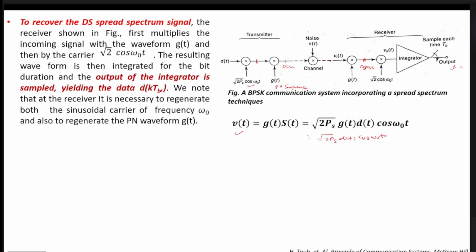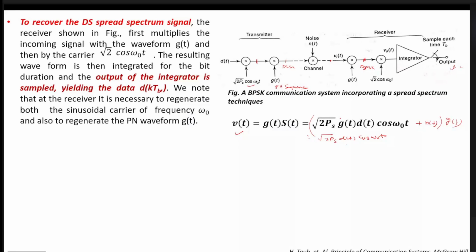Now, as I told you, we are going to consider the effect of the noise. As I have already told you, if this signal, which is the direct sequence spread spectrum signal, is received over here, then a noise component is added over here. When this signal is received at the receiving side, it is first multiplied by g(t), so this whole expression gets multiplied by g(t).